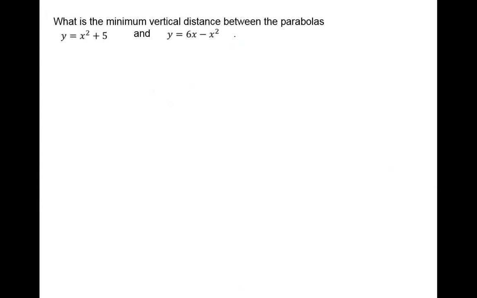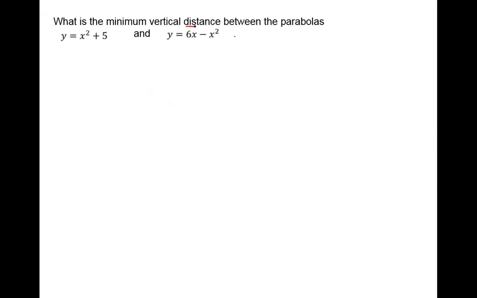Okay, that means optimization, of course, we have to find optimal solution, minimum, maximum values, minimum distance, maximum profit, minimum maybe surface area, maximum volume, depends what they're asking. That means let's see what question I have. What is a minimum vertical distance between two parabolas? x squared plus 5 and 6x minus x squared.